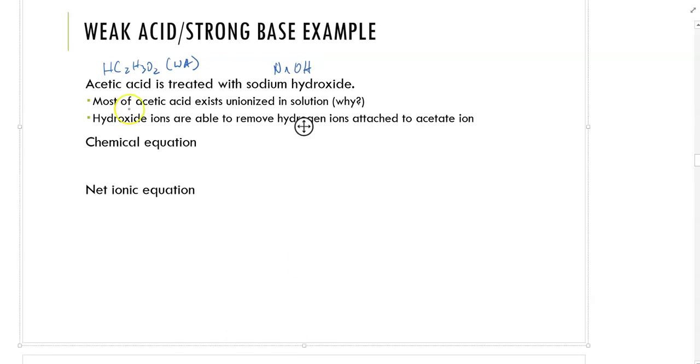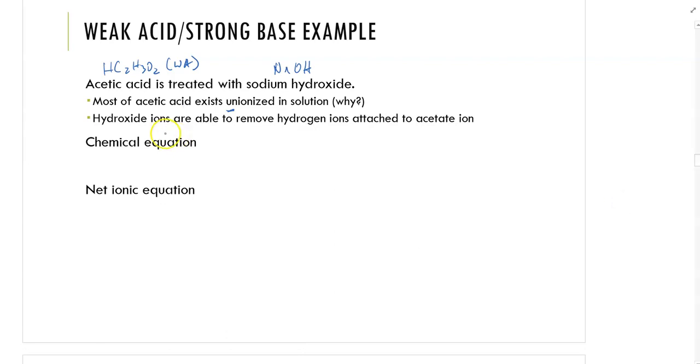A couple of things to consider. Most of the acetic acid exists unionized in solution. That's because we know it's a weak substance, so only very few particles, comparatively, maybe 2% or so, of all the particles of acetic acid separate into their ions. So 98% of them, most of them, are unionized. They're still their complete HC2H3O2.